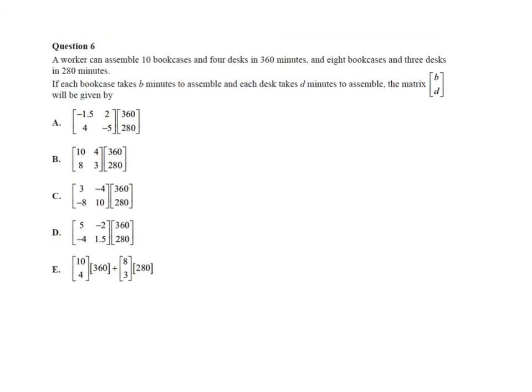Okay, a worker can assemble 10 bookcases and 4 desks in 36 minutes, and he can then do 8 bookcases and 3 desks in 28 minutes. If each bookcase takes B minutes and each desk takes D minutes, to assemble the matrix BD will be given by. So they're pretty much simultaneous equations that they want you to set up in matrix form.